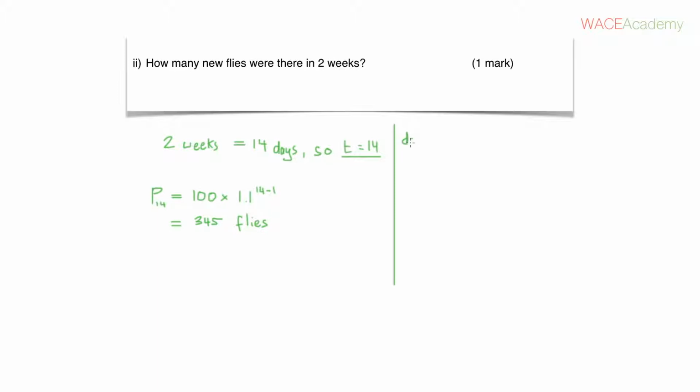This is given in the question, but this is how you could find it mathematically. t is equal to 1 because it's the first day, and anything to the power of 0 is 1, so 100 times 1 is 100 flies, which is the same amount given to us in the question. The amount of new flies is the population at day 14 minus the population at day 1. 345 minus 100 is 245 new flies.